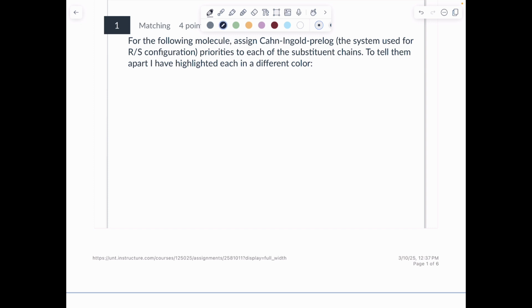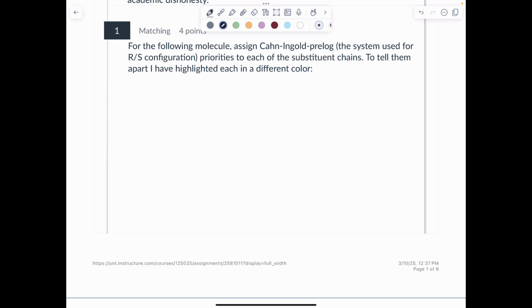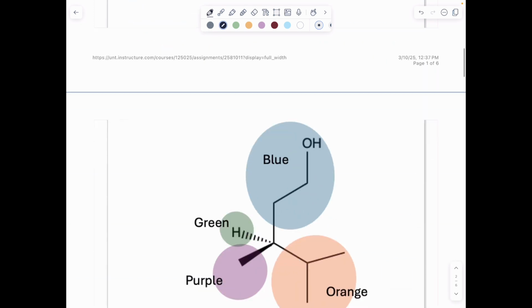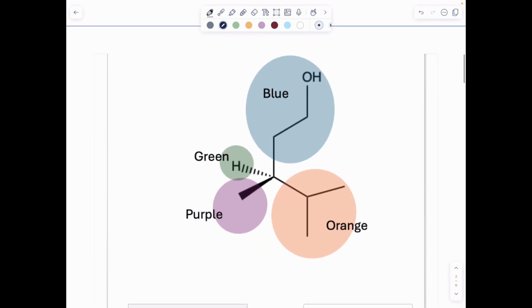So, the following molecule: assign Cahn-Ingold-Prelog, which is the system used for R/S configuration, to each of the substituent chains. To tell them apart, I've highlighted each one in a different color. I put the names of the colors because some people have color blindness, so everyone can know what the color was.